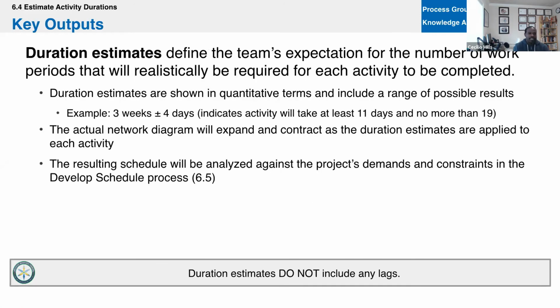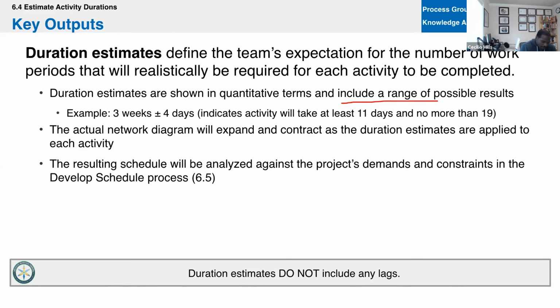On the next slide, we get to the key output, the duration estimates. For estimate activity durations, what are we going to get? We're going to get the duration estimates. That will be the name of this output. It's just a numerical value, a number, and it can be a range for PMI. It does not need to be just a number. It can be a range.